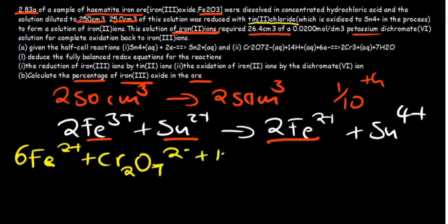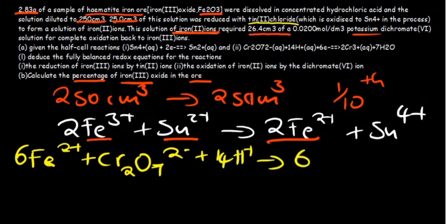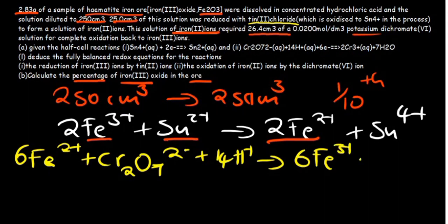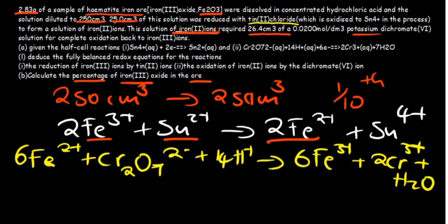Of course we had water. I'm not going to show it because I don't have enough space, so plus water at the end. Okay, I'll show it: 7 water molecules. So this is the second half reaction that we had balanced. We're just trying to represent this reaction. So we need to calculate the percentage of the iron 3 oxide in the ore.